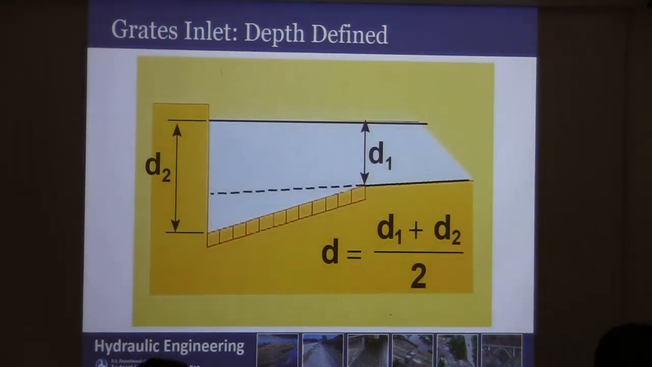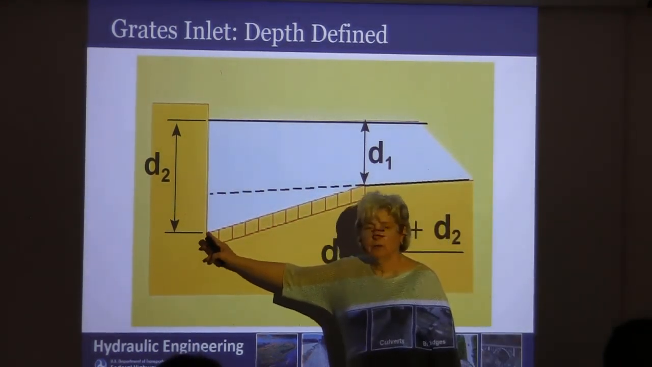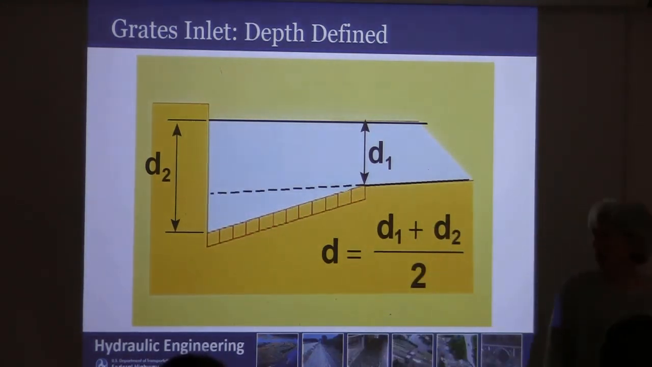So when you're finding your depth, that D, you want to take the average depth, because even if it's on a 2% slope, this edge will be higher than this edge. So you take the average of your depth. If you're in a composite slope, you also want to take the average of the depth.